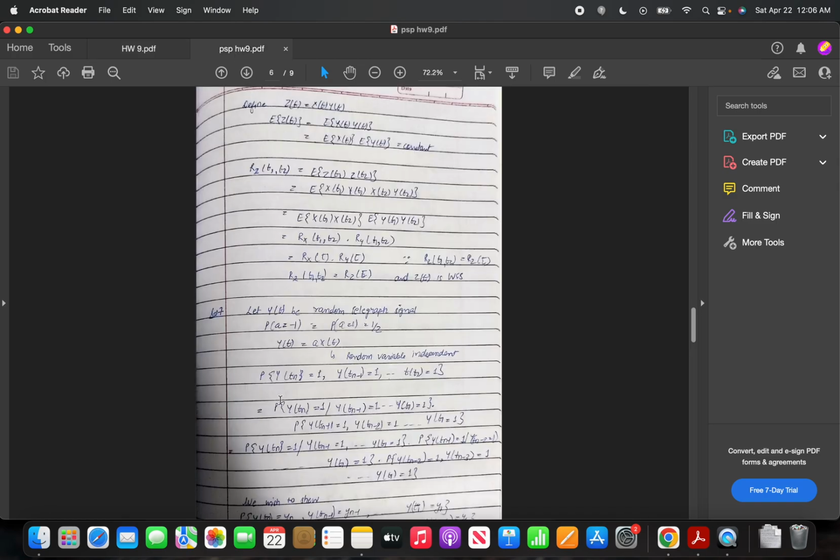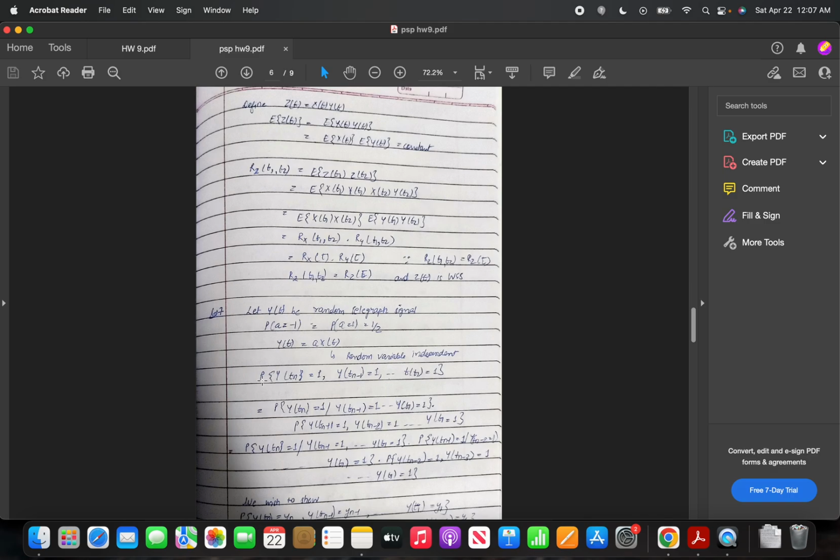So we'll assume Y(t) equals A X(t) to be a random telegraph signal, and we know that for a random telegraph signal, the probability of A equals -1 equals the probability of A equals 1 equals half. And here X(t) is a random variable which is also independent.